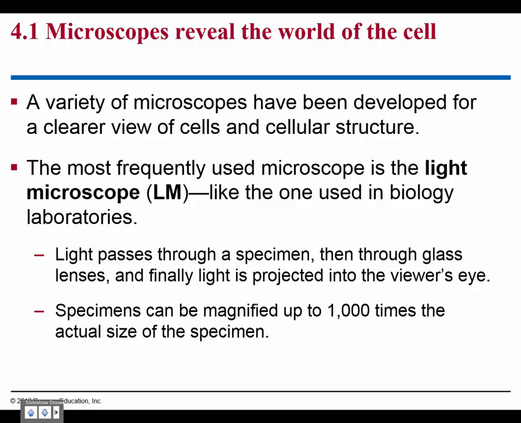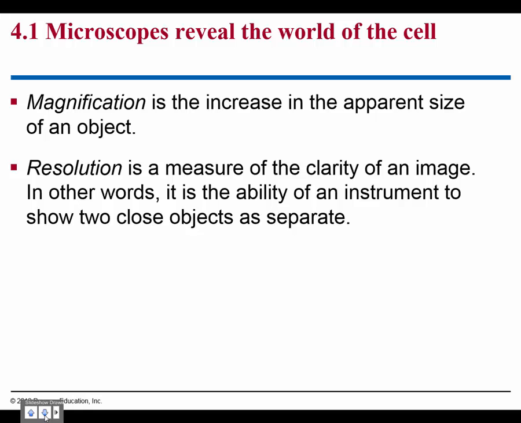And so first of all, in order to see it, you need a microscope. The most frequently used is the light microscope, and that's what you see when you see a microscope in the laboratory, and that's what everybody sees as a microscope. So light passes through the specimen and then through the lenses and finally is projected into our eyes. And specimens can be magnified up to 1,000 times actual size. So it's a pretty good microscope, and you can see a lot of different things with it.